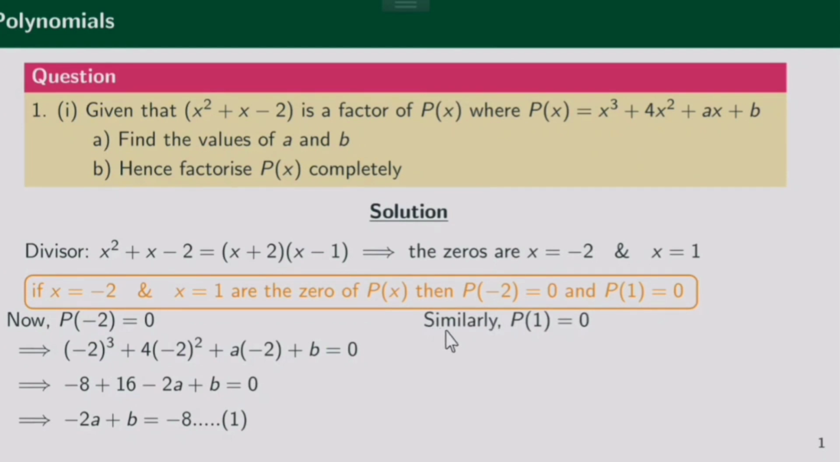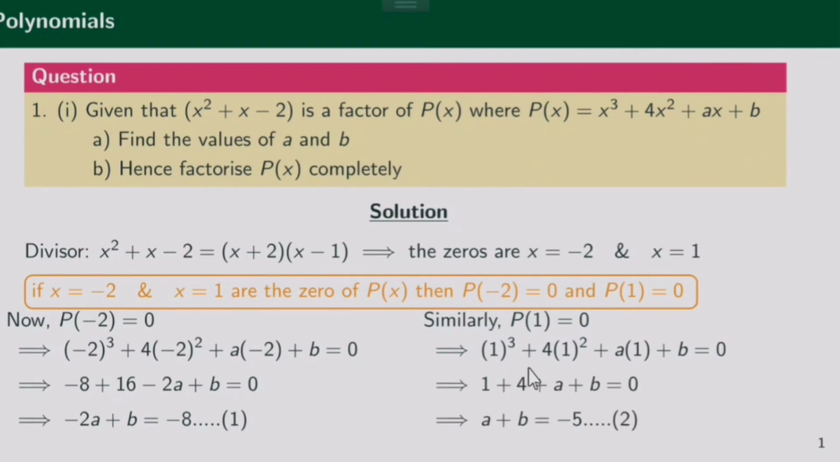In the same way, let me plug 1 into p of x and equate it to 0. So we have 1 cubed, I add 4 into 1 squared, I add a into 1, then plus b is equal to 0. Simplifying and multiplying out the exponents as well, I get 1 plus 4 plus a plus b is equal to 0. Simplifying everything here, I have a plus b is equal to negative 5.